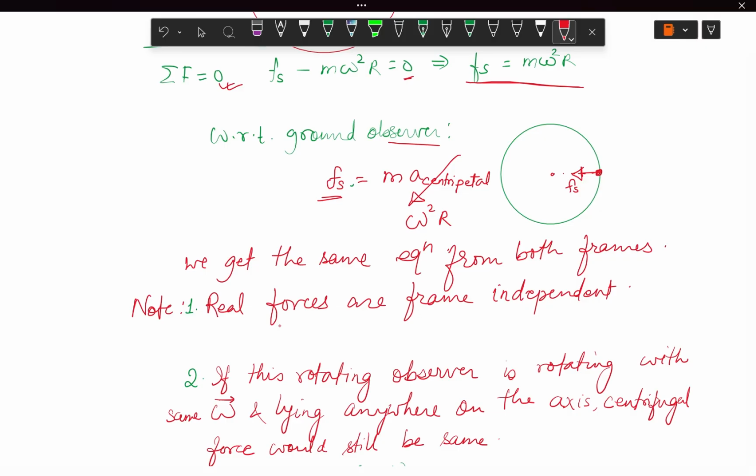Note here that real forces are frame independent quantities, obviously. So this static friction will be the same with respect to the ground observer or the rotating observer, and we are getting the same equation only. Fs is equal to m times omega square r here, and here also Fs is equal to m omega square r.